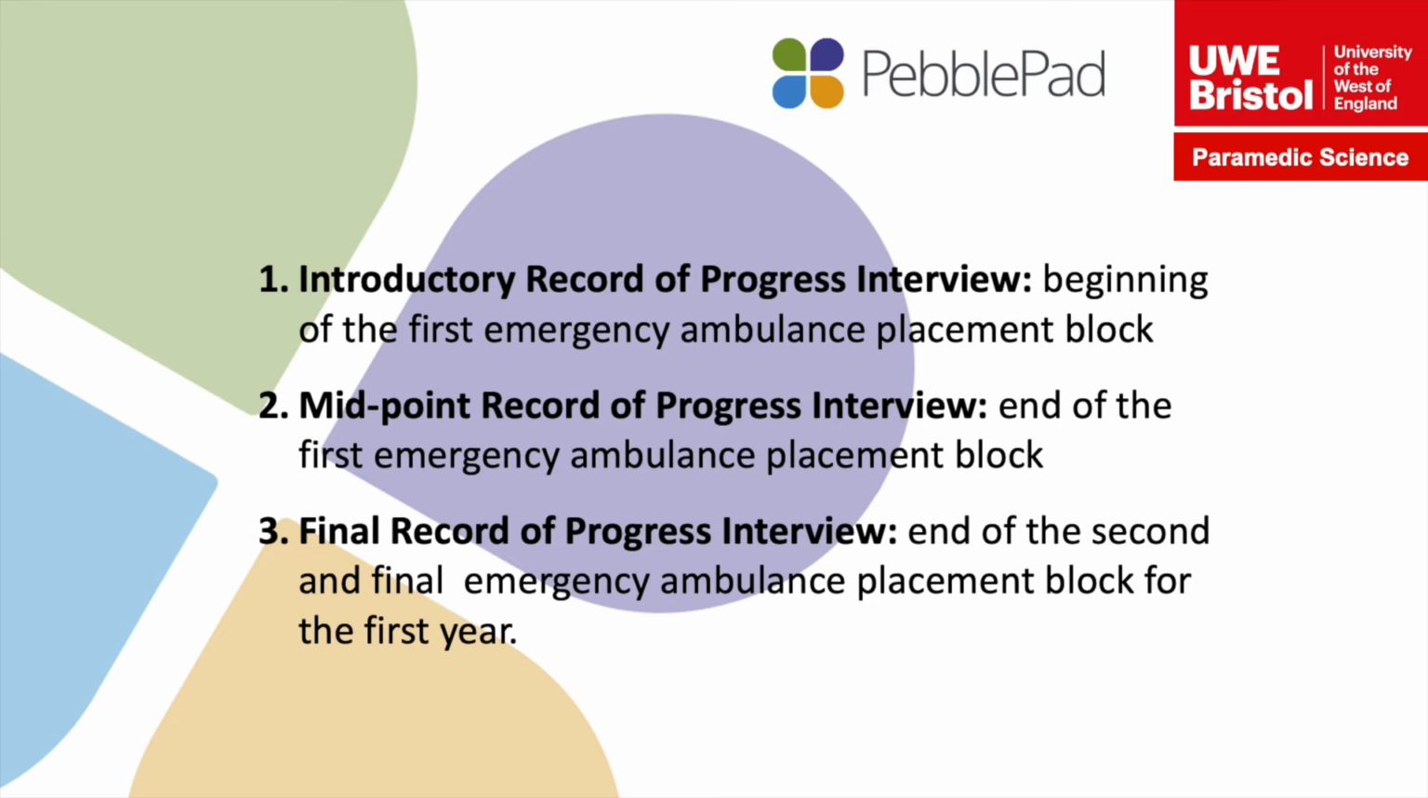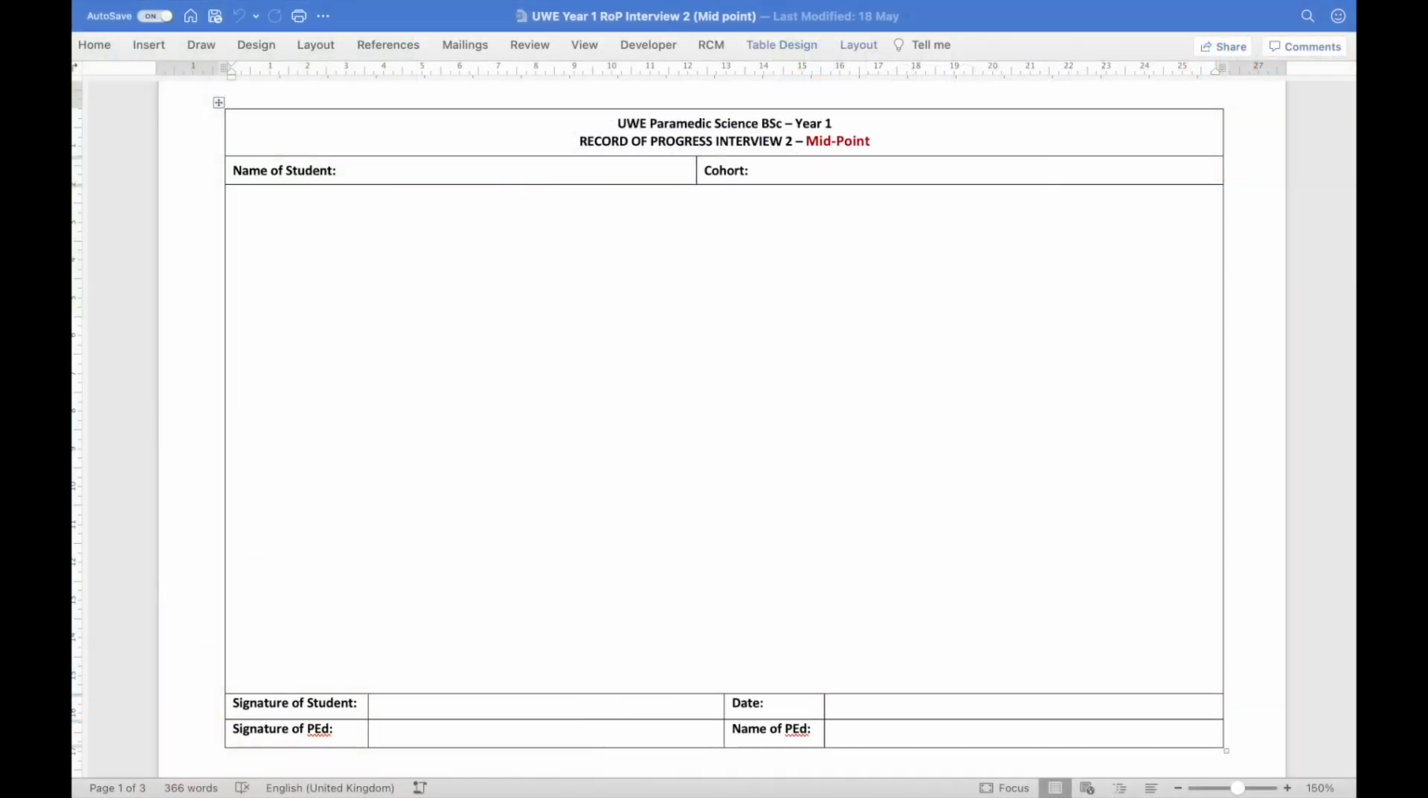The documents that need to be completed for each of these feedback points will be provided to you by the student, and they can either be completed digitally and sent back to the student, or they can be printed off, completed by hand and then scanned back in. The student will then be expected to upload these to their portfolio. Here you can see an example of the midpoint record of progress interview.